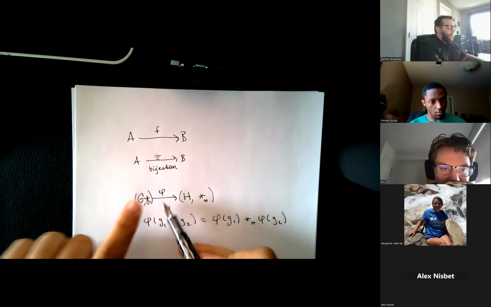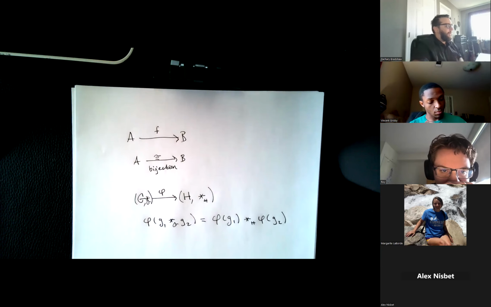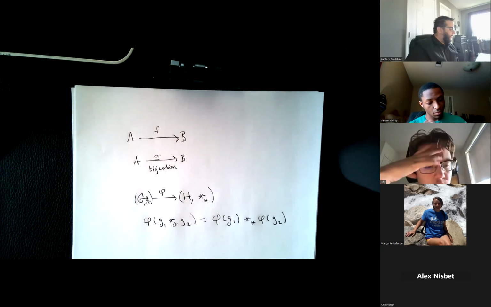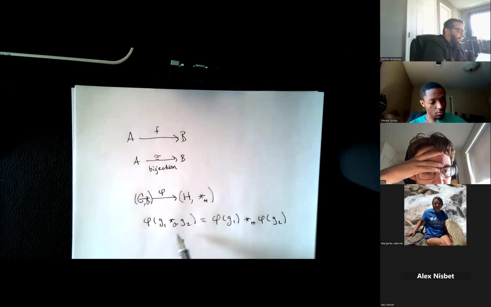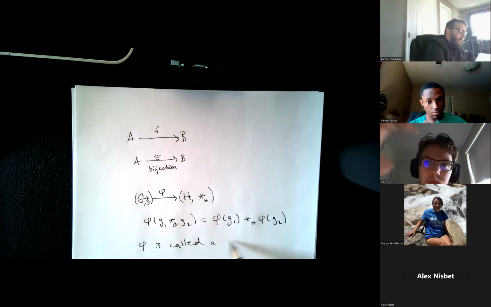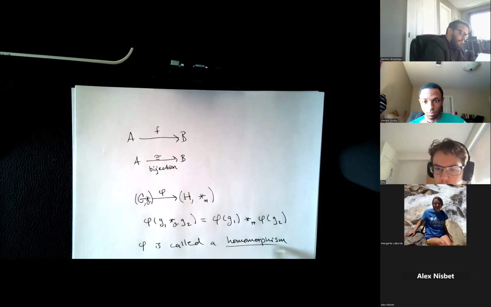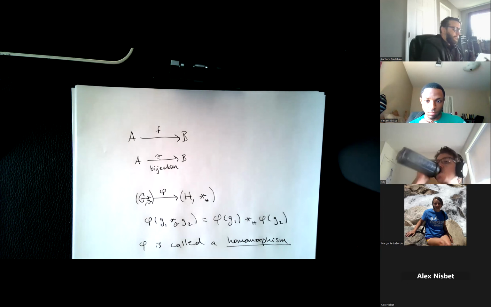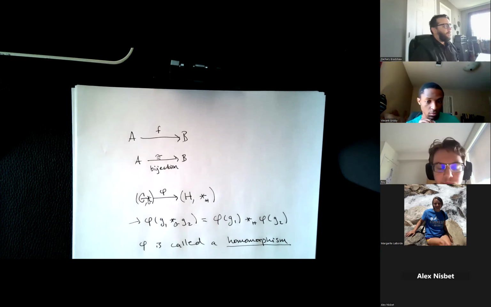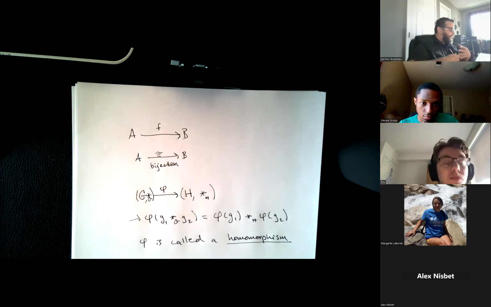So what this does is this translates the binary map structure on G to H and makes sure that they're the same. A map that has this property is called a homomorphism. So if you're a map from G to H and you have this property, then you are a homomorphism. Okay, so a homomorphism accomplishes this task of getting from a group to another group.